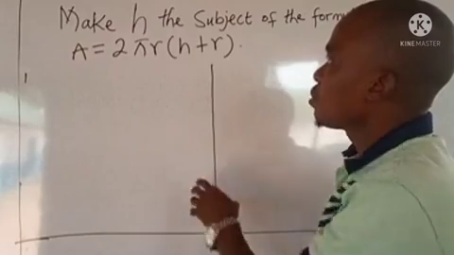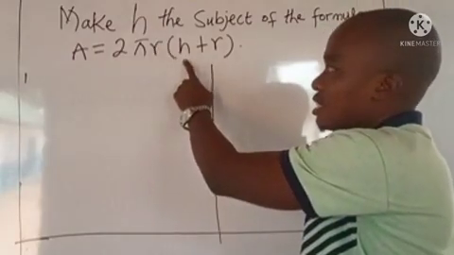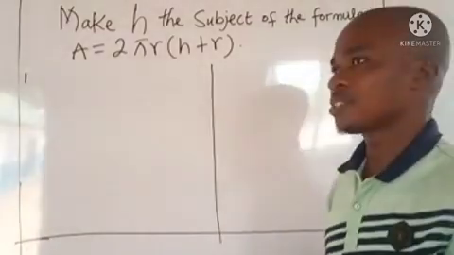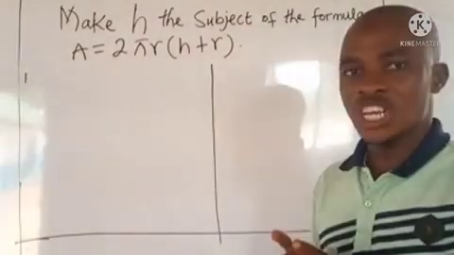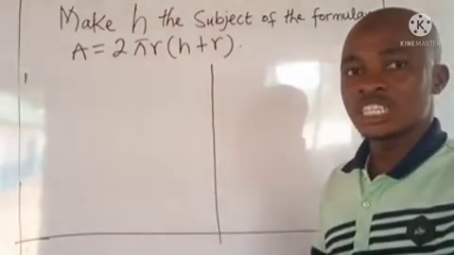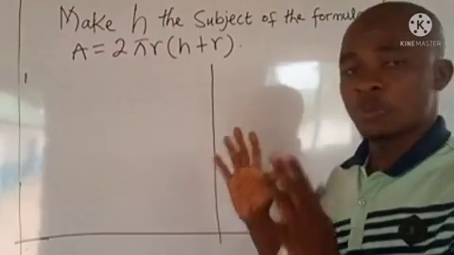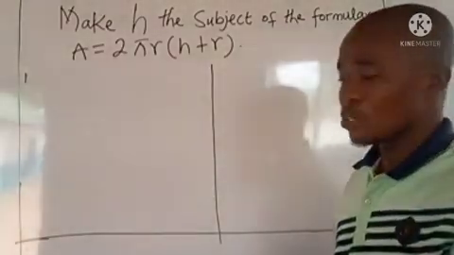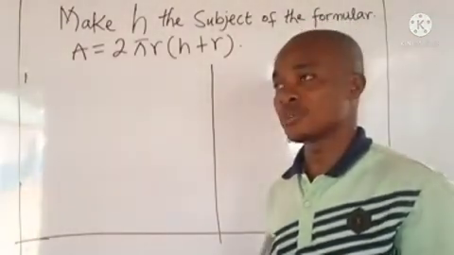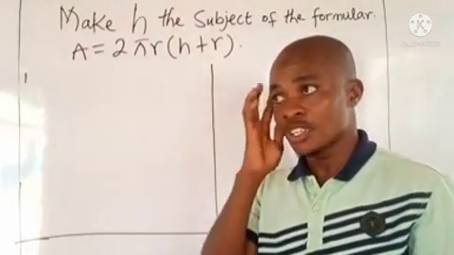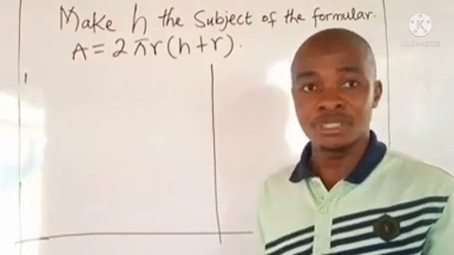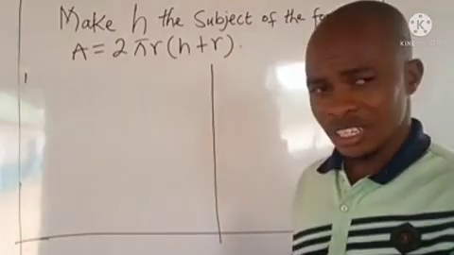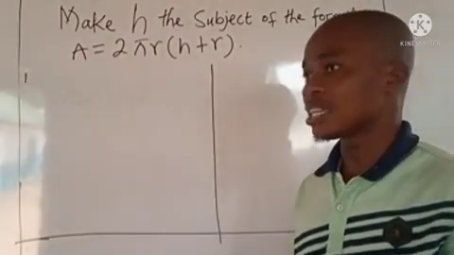Now the idea is that we want to make h the subject of the formula, that is, we make h the king in terms of the other letters. So that is what we want to do now. The idea of addition, subtraction, multiplication is applicable here. Therefore, I want you to follow me. I believe you have your writing materials with you. Pick your pens, pick your jotting books, so that we'll be able to solve this together. So you have to follow me as I start.